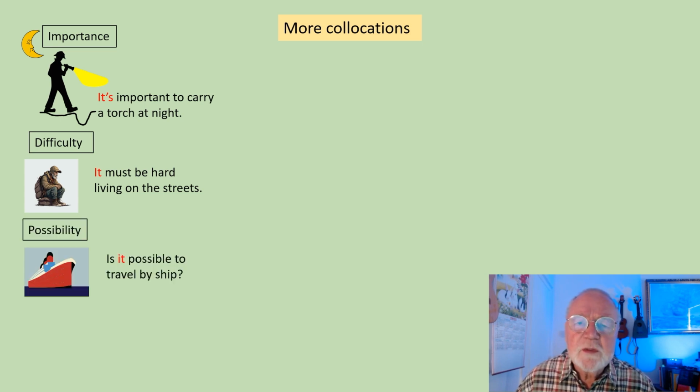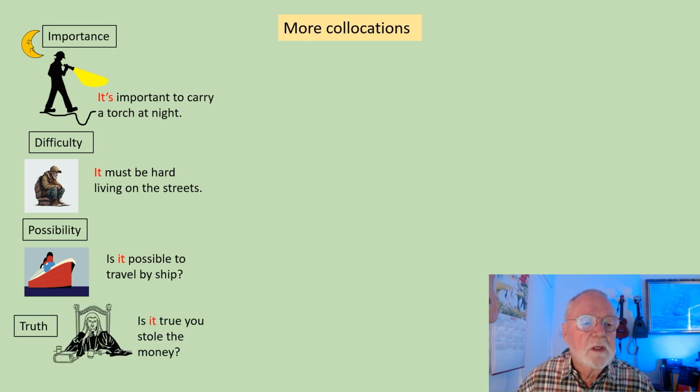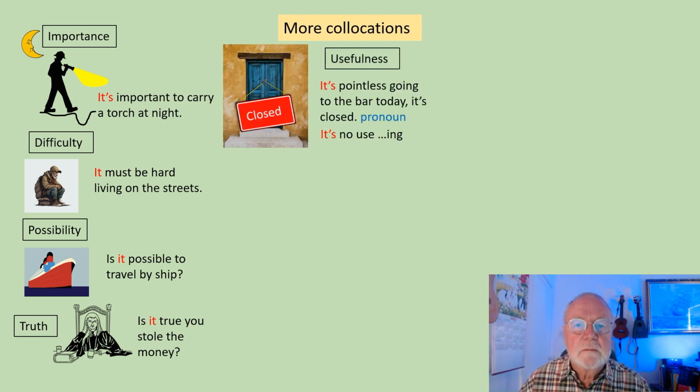Possibility. Is it possible to travel by ship or must we take an aeroplane? Truth. Is it true you stole the money? Usefulness. It's pointless going to the bar today. It's closed. Notice the second it is a pronoun for bar, meaning it is, the bar is closed. And it's very good for this phrase, which is followed usually by a gerund. That's the ing ending. It's no use talking to him, he can't hear you. It's no use doing that.